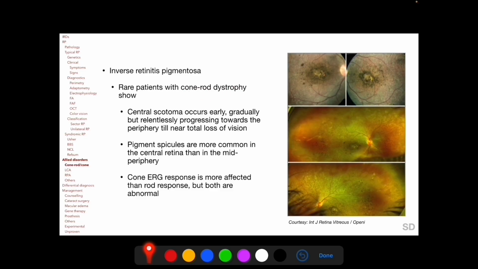These patients show central scotoma which occurs early and gradually but relentlessly progresses towards the periphery till near total loss of vision. Pigment spicules are more common in the central retina as seen here in these two photographs, and being a cone rod dystrophy, cone ERG responses are more affected than rod responses.